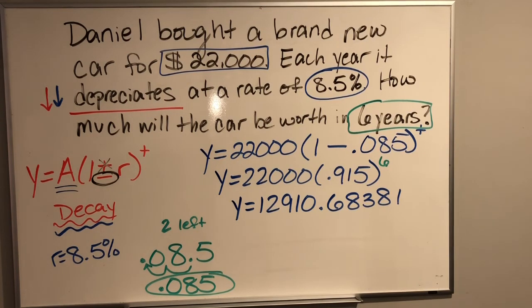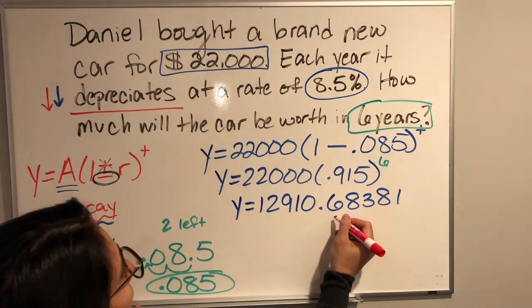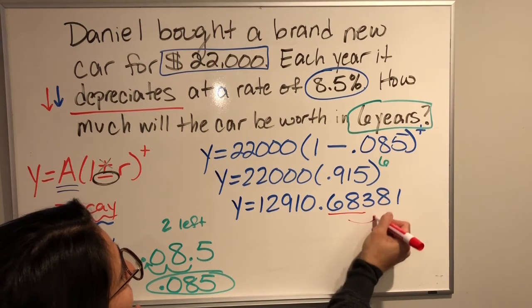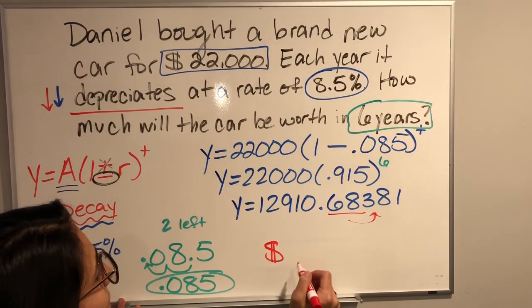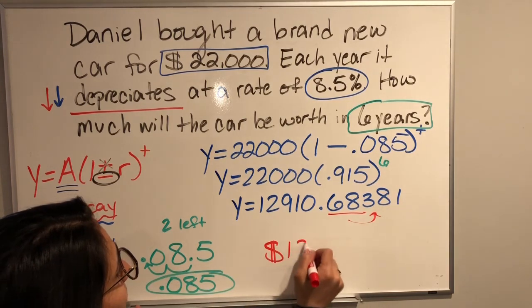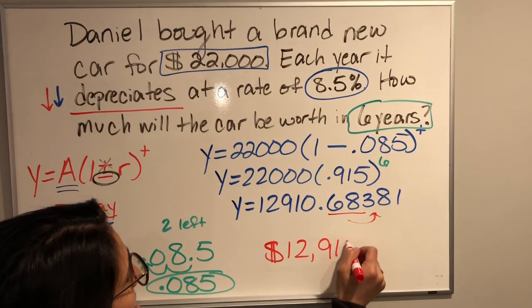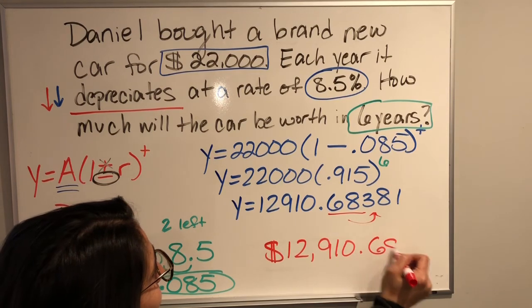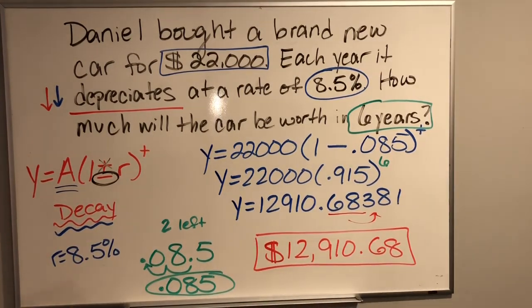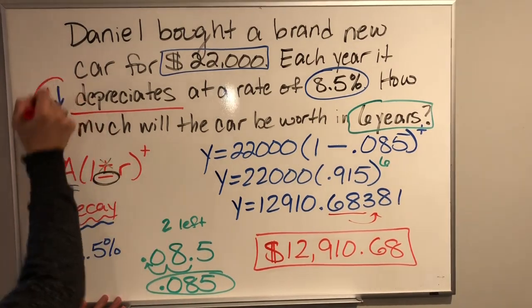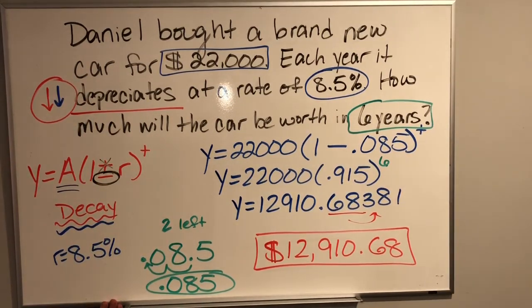Now I am going to round it because we're talking about money. So we are going to round to the nearest cent. So we are going to say that in 6 years, this brand new car is now going to only be worth $12,910.68. Okay, now this makes sense that it's not more money because remember, cars depreciate in value.